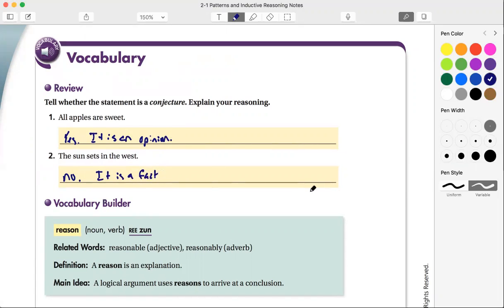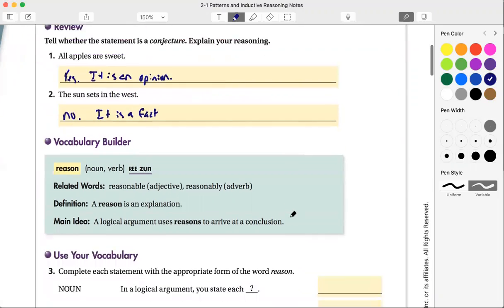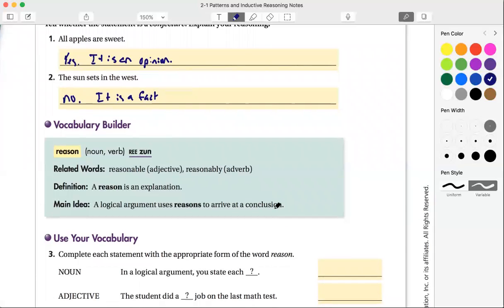All right. So vocabulary here, reason. Some related words to reason are reasonable, which is an adjective, and reasonably, which is an adverb. The definition of reason is that it's an explanation. So a logical argument uses reasons to arrive at a conclusion. So I need to defend why I can make a conclusion about something.